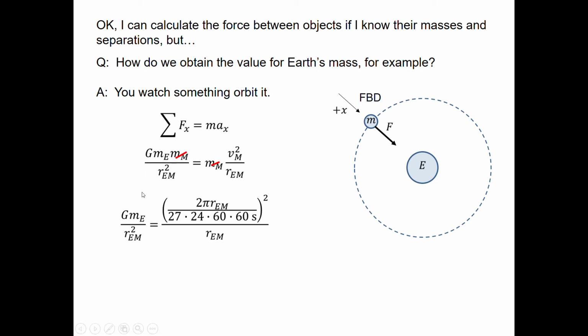So I'm going to solve this big mess for ME and calculate ME, and we get ME is 6.2 times 10 to the 24th kilograms, very close to the value that's in the back of your book for the astronomical data.